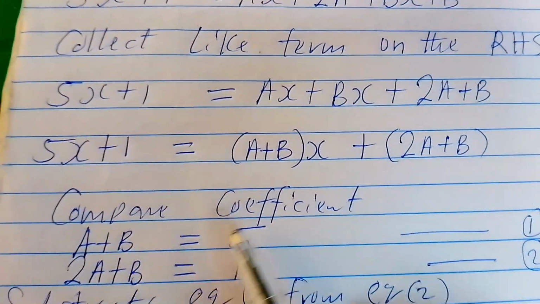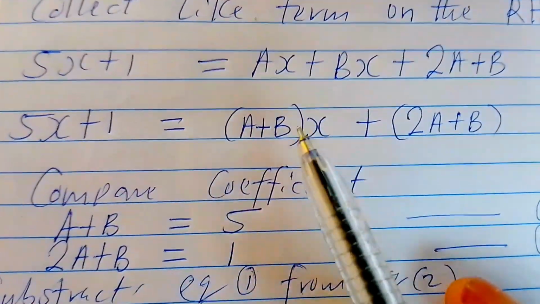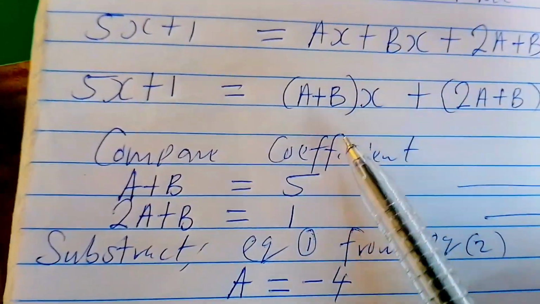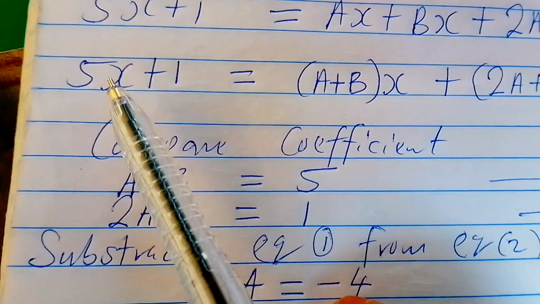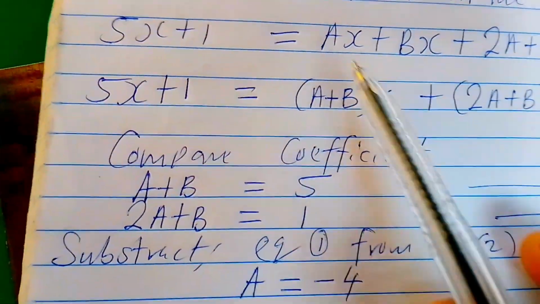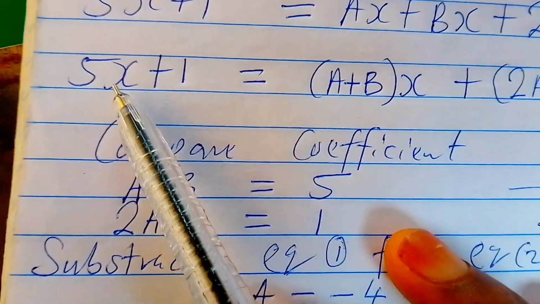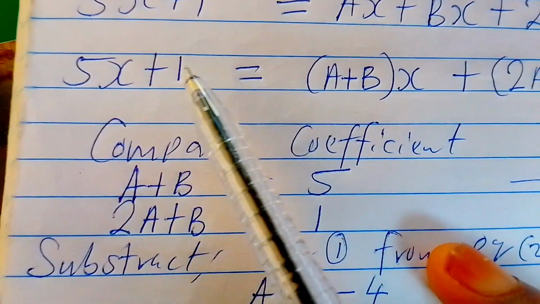Now we are going to compare the coefficients. We are comparing the coefficients of the left hand side corresponding to the right hand side. And for us to be able to compare these coefficients, let's start with the first term. Here we have on the left hand side 5x, right? But before we compare these coefficients, you need to know what a coefficient is. A coefficient is the number that is attached to a variable. A number that is attached to a variable is called the coefficient, or a starting number of any expression.